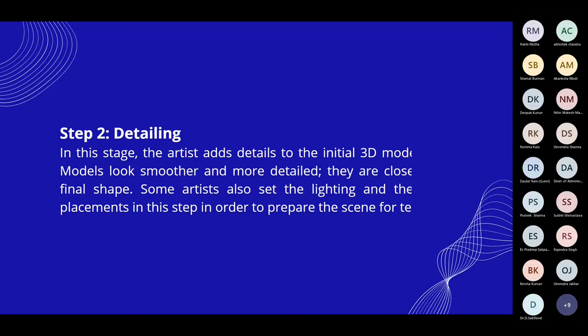Second is detailing, that is adding the detailed information. We can add the color, the texture as well as detailed information labels to the model so that the model looks smoother and more detailed, and is also very close to its final shape.